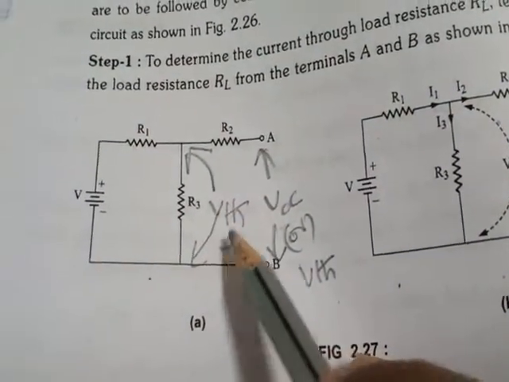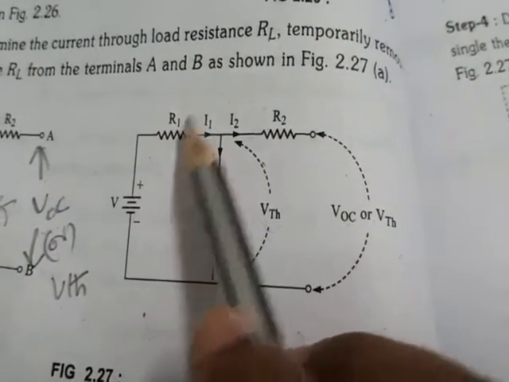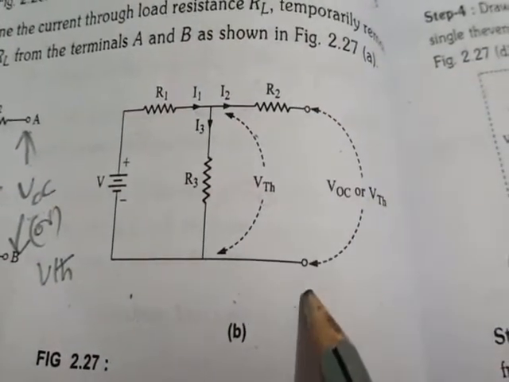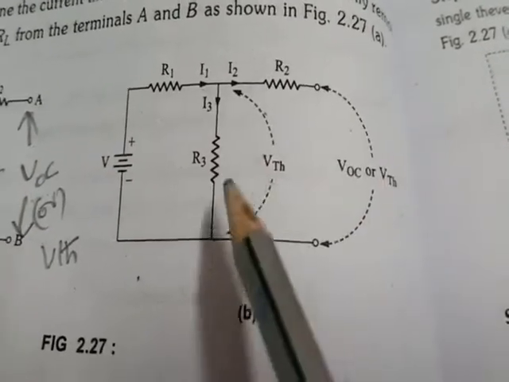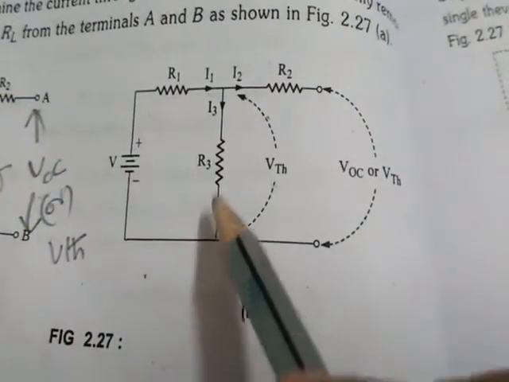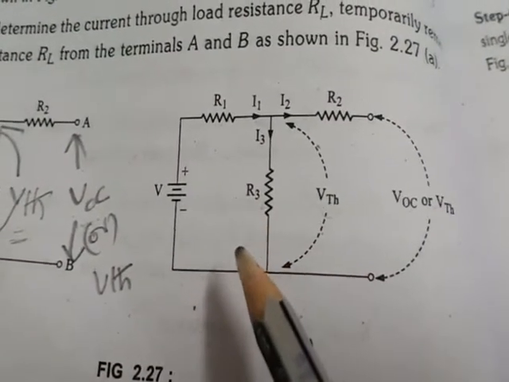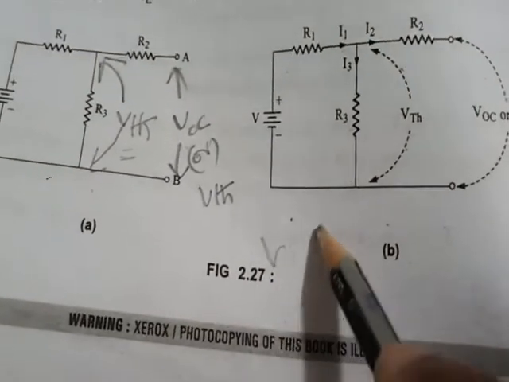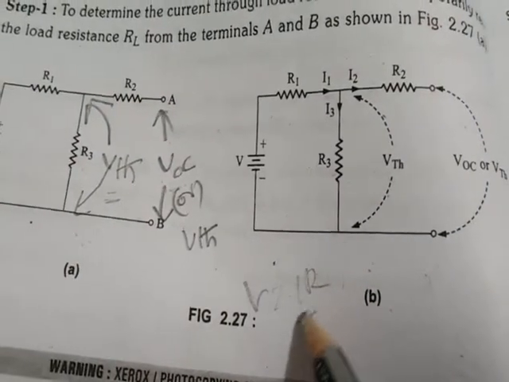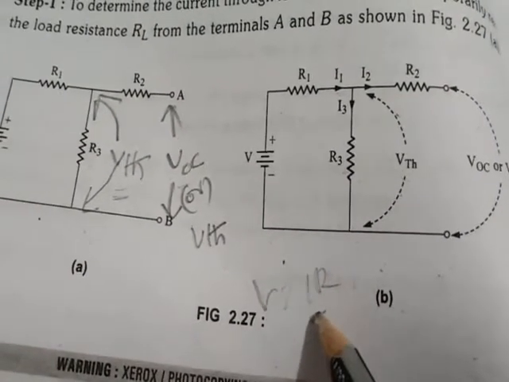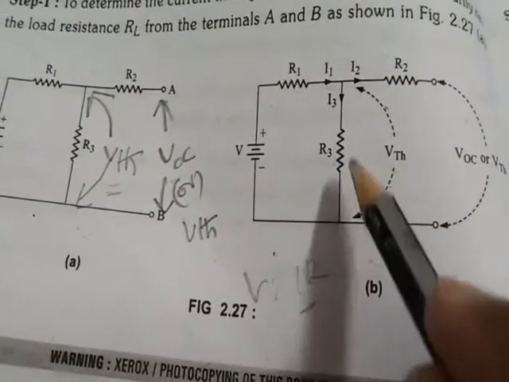Now we have to find VTH. Right, now in figure B you can see that this is a network consisting of R1, R2 and R3. A and B are open circuited, so the voltage across A and B is the open circuit voltage VOC or VTH. Simply you have to find VTH across these two terminals, that is, across R3. Now you already know the voltage formula, V equals I into R. Already we have the R value as R3. What is the other unknown value? Current, I. So if you first find the current, you can easily get V. This V is nothing but VTH equals I into R, where the R value is R3.